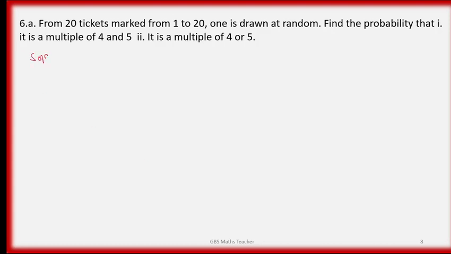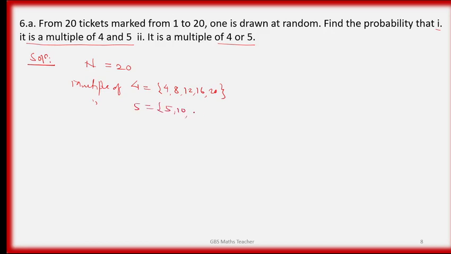Now the solution for this question. Before the solution, let me read out the question. From 20 tickets marked from 1 to 20, one is drawn at random. Find the probability that the number is a multiple of 4 and 5, and a multiple of 4 or 5. Here n equals 20, n is the total number. Multiples of 4 are 4, 8, 12, 16 and 20. Multiples of 5 are 5, 10, 15 and 20.